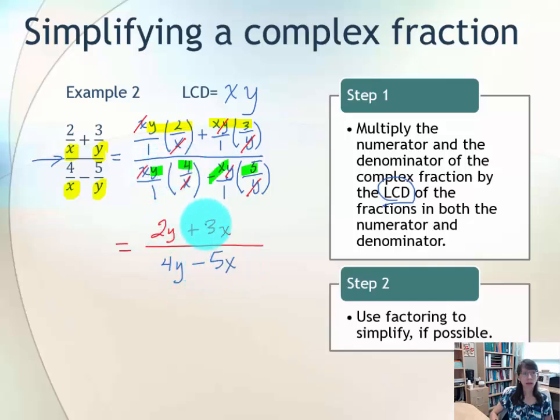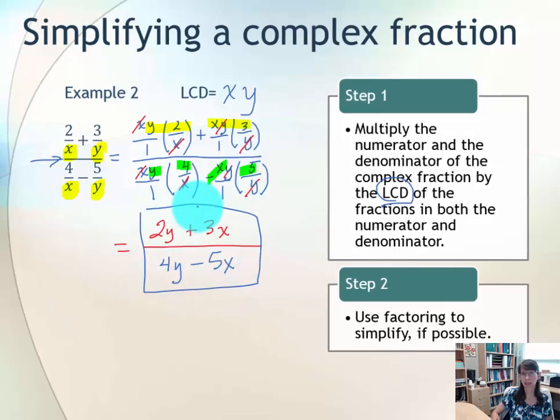Now, comparing 2y plus 3x, 2 and 3 would not have a common factor. Y and x are different variables, so there's no greatest common factor to try to factor this anymore. The same is true with 4y minus 5x. 4 and 5 would not have a common factor. Y and x don't have a common factor, so this would be our completely factored answer.